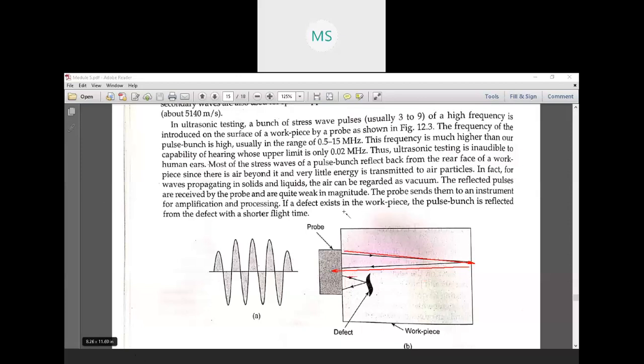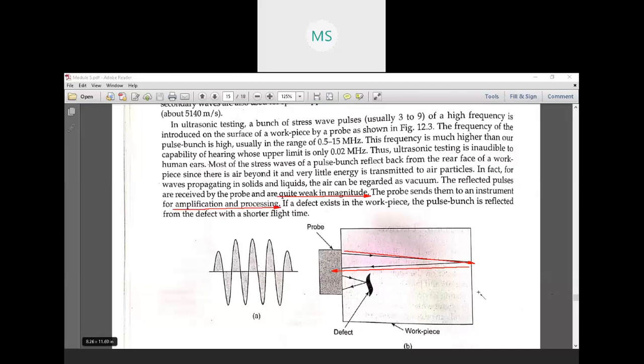The pulses are quite weak in magnitude, because of traveling a long distance, the magnitude of the pulses or waves becomes very weak. The probe sends them to an instrument for amplification and processing. Since it is very weak in magnitude, we cannot measure it. So before drawing any conclusion, we send those pulses to the amplifier and processor to amplify those signals.